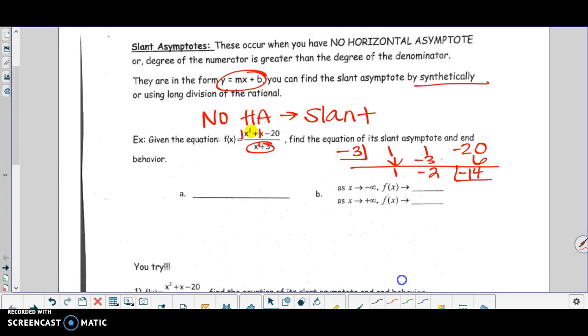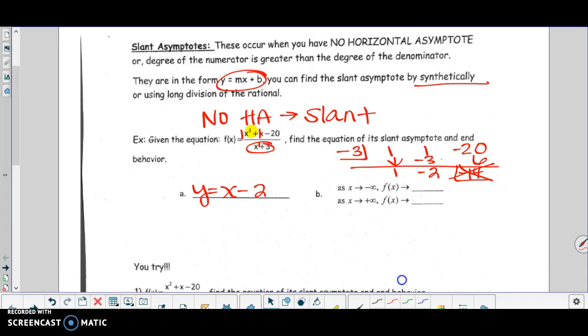So this is my remainder. We don't care what the remainder is. We only care about everything else, because that tells me the equation of my slant asymptote. It is y equals x minus 2. That is your slant asymptote. We're done with this.